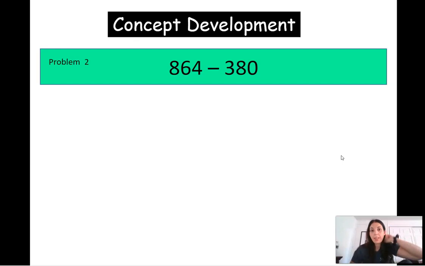Here's a new problem. 864 minus 380. Just like with the other problem, we have lots of different strategies we can use. I want you to try a strategy on your paper. I'm going to give you a second.